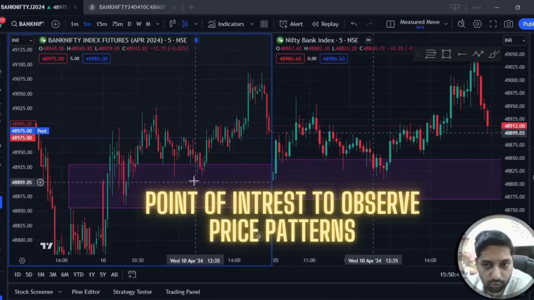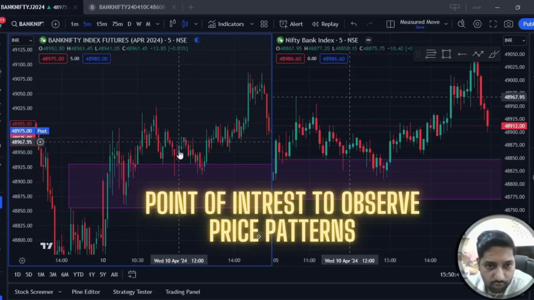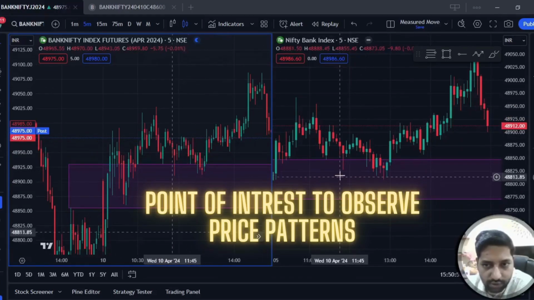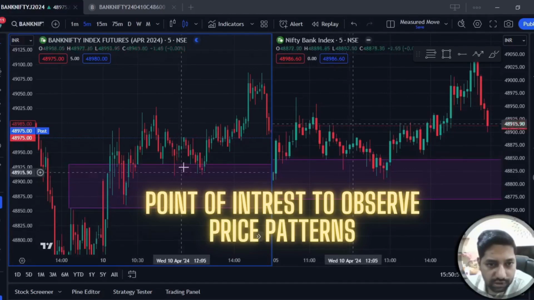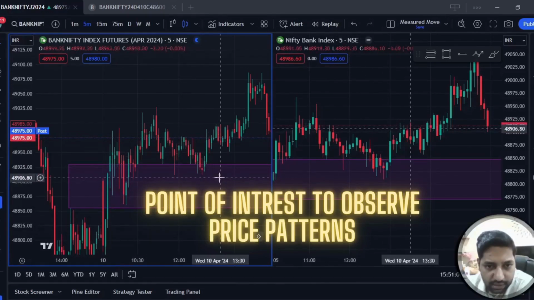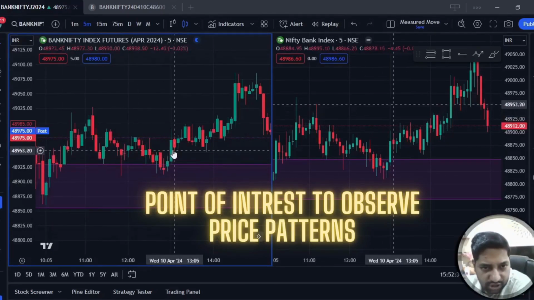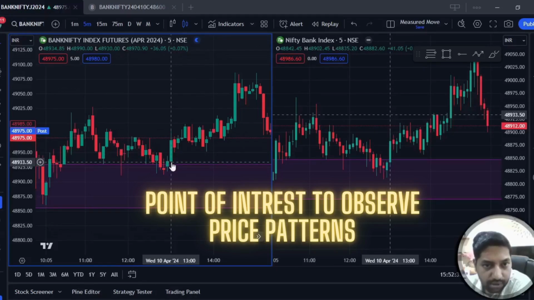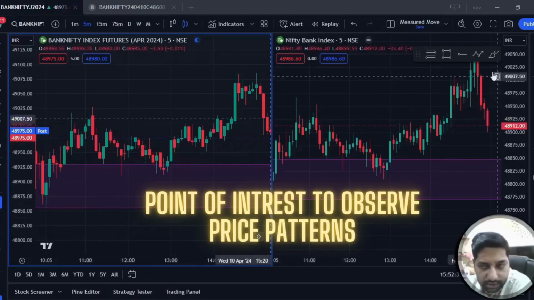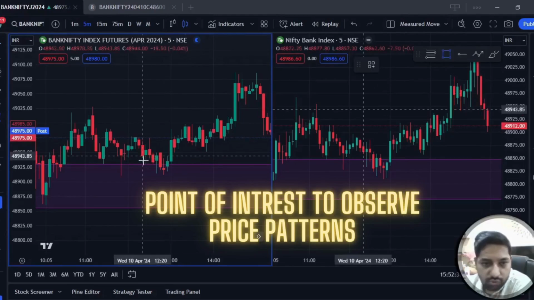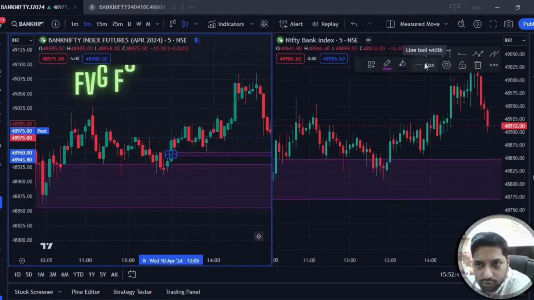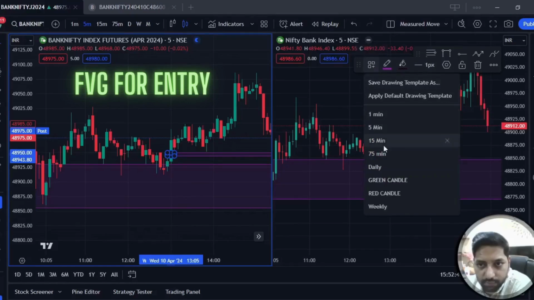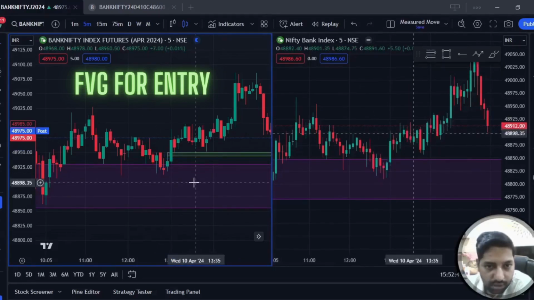So though we got this up move, there was no fair value gap, neither on the index nor on the futures. So we waited. Price came back in here, and immediately after that, we got a big green candle which left behind a small fair value gap here. So this fair value gap would then become our entry.